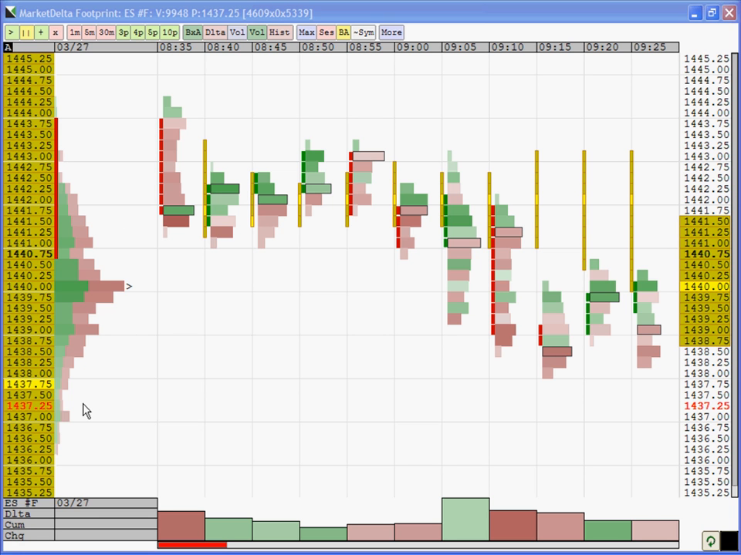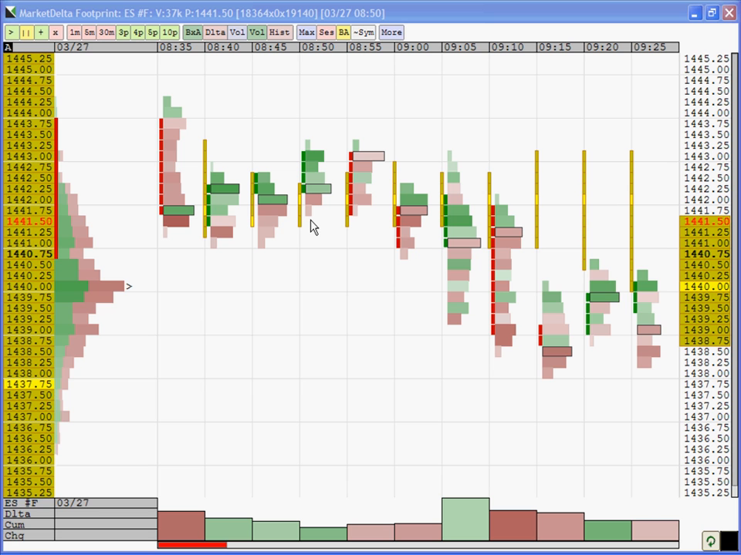Range bound, bracketing day. So there's a couple key things that I want to point out in this to show how you can use this view of the footprint chart to better time key levels. So let me first describe what we're looking at. Each bar is a 5-minute bar.